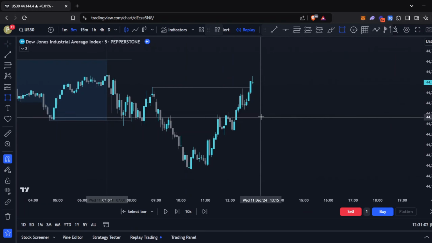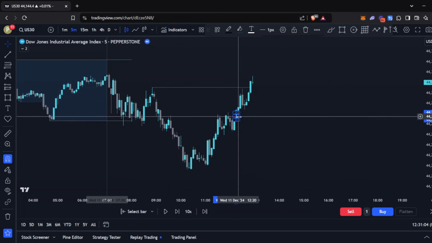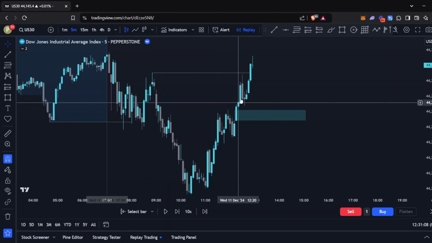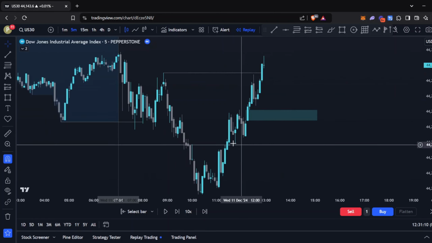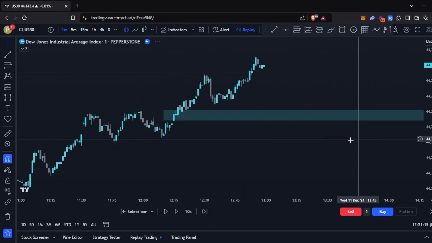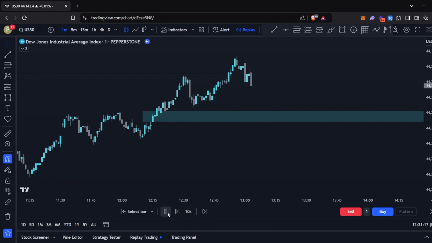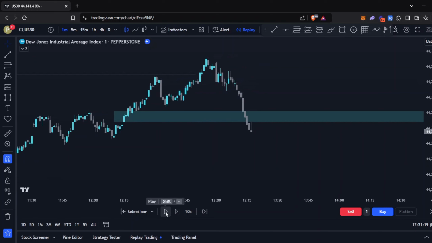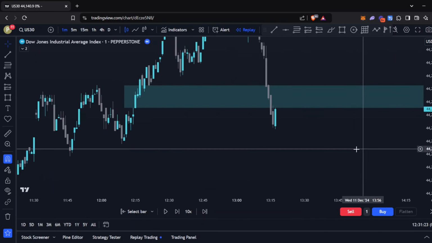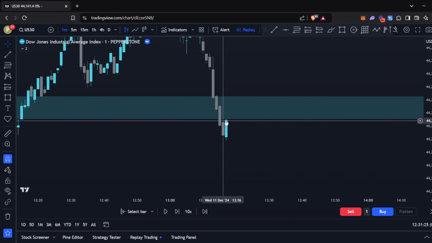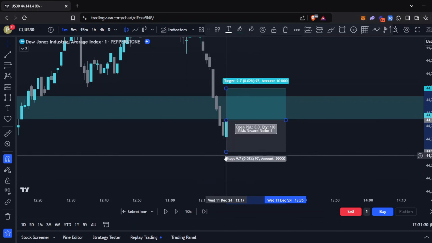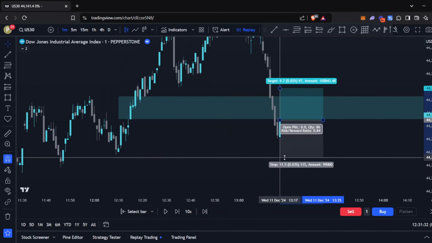Now we're going to identify our displacement, which caused that market structure shift. As we can see, this is the displacement that gave us that initial push to the upside, which gave us that market structure shift. Once we've seen that, we come down to the 1 minute, and we wait for price to come and tap back into that displacement. It does, right here. We get tapped into that displacement, and we get our bullish engulfing candle, which we are going to wait for.